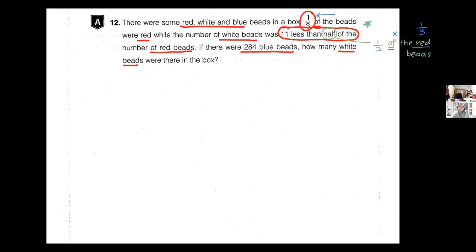So this is what you need to do first. Find out how many parts the white bead is. The white bead is of how many parts? So what do you do? White bead equals half times 1/3 equals 1/6.